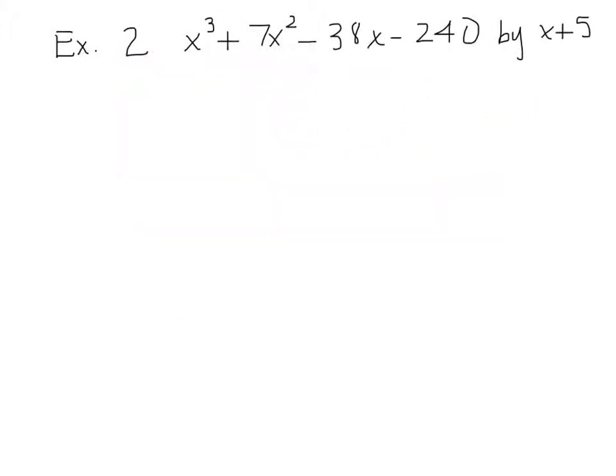Okay, here's another division problem. Forgot to write divide. We're going to do synthetic again. Remember, you use the opposite, which would be negative 5, as your divisor. And then we use our coefficients, making sure they're all there in order. So we have 1, 7, negative 38, and negative 240.